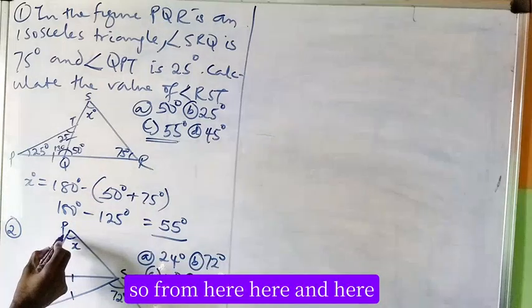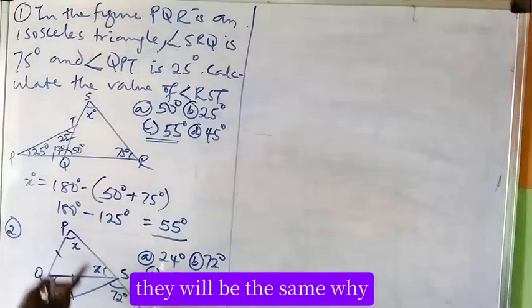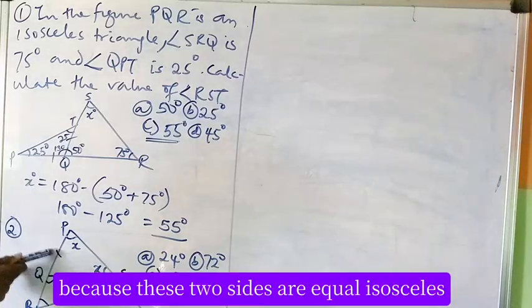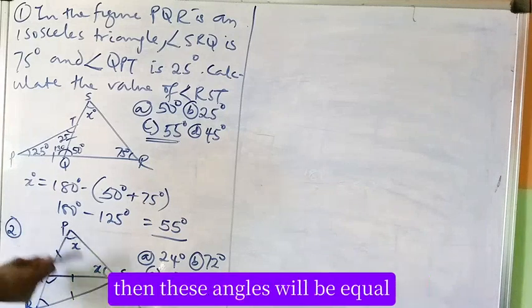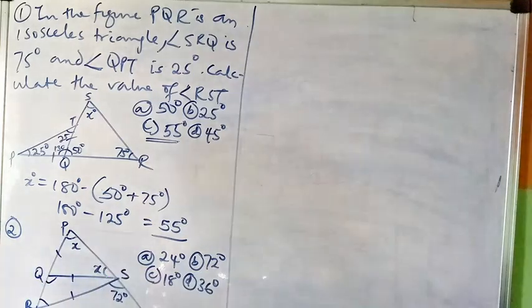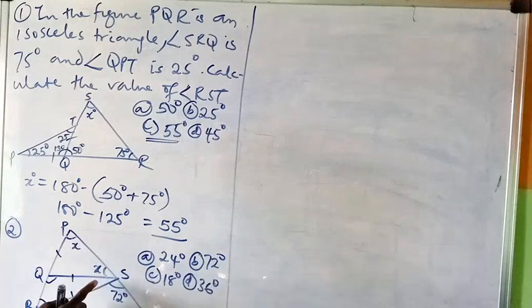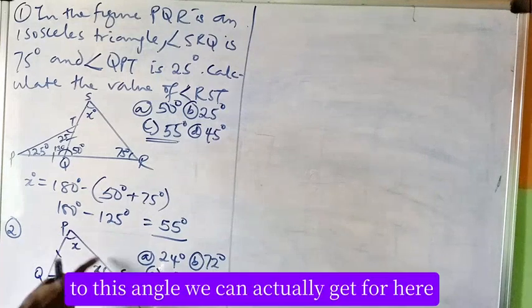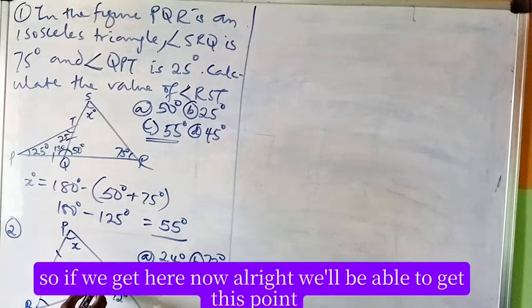So from here, here and here, they are x. They will be the same. Why? Because these two sides are equal. Isosceles triangle. So if these two sides are equal, then these angles will be equal. So if we get the answer to this angle, we can actually get here. Remember that this is also a straight line.